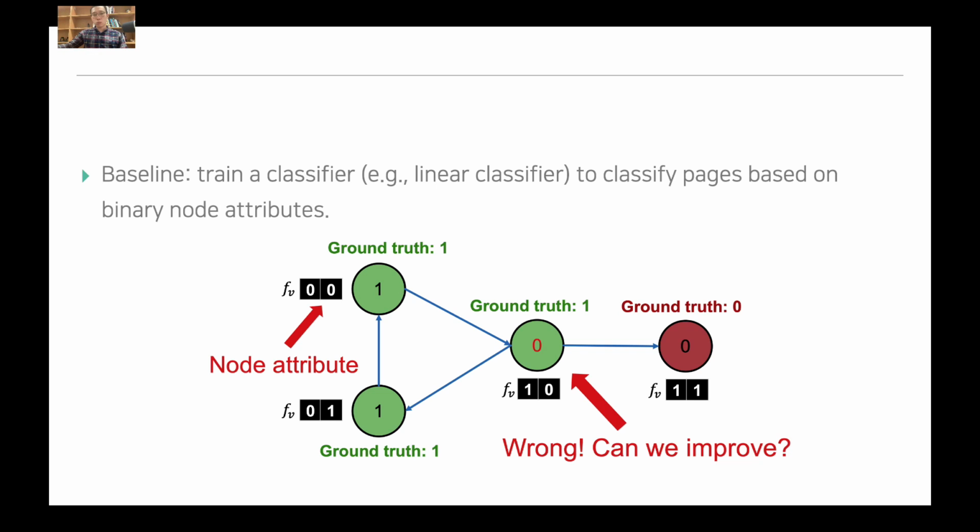So we have a simple baseline. The baseline could be from a trained classifier, which classifies pages based on the node attribute. So in this setting, we assume that node attributes are available. We just predict the labels. But when we look at the prediction from the baseline, it does not use the relational information.